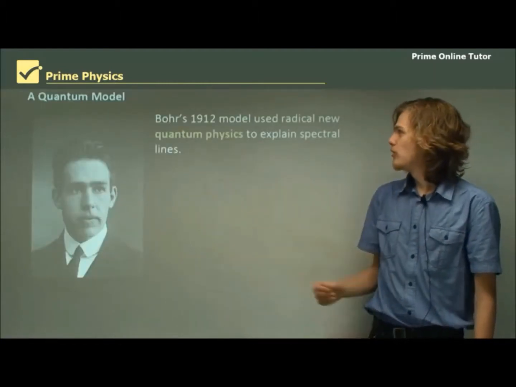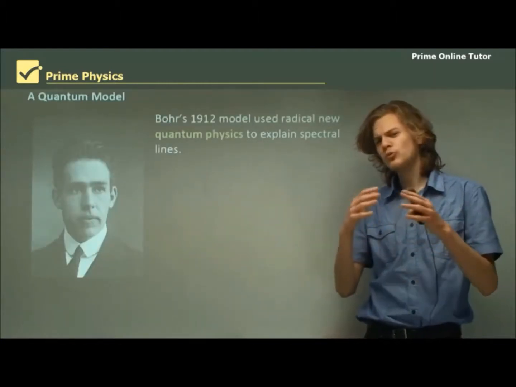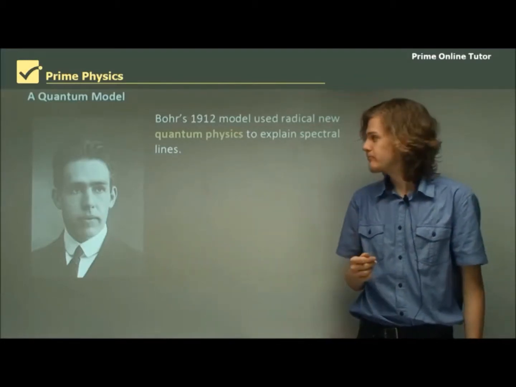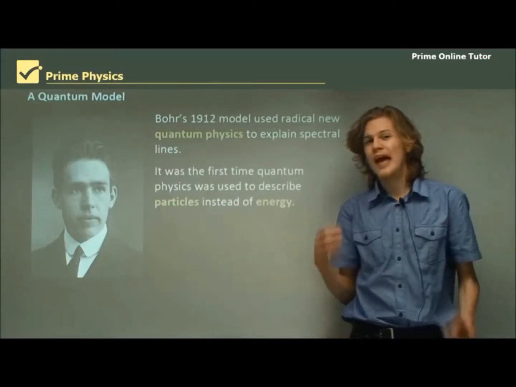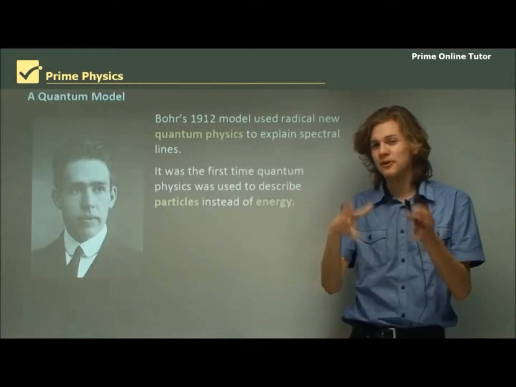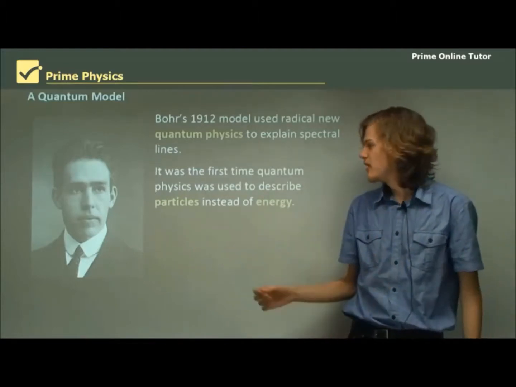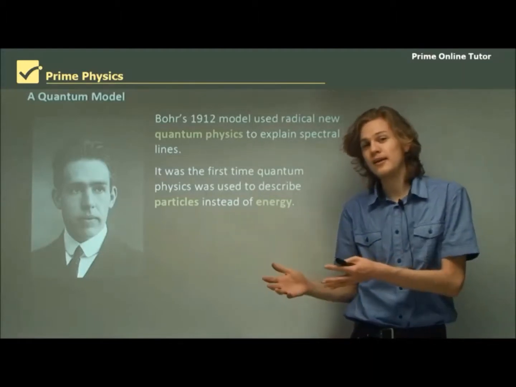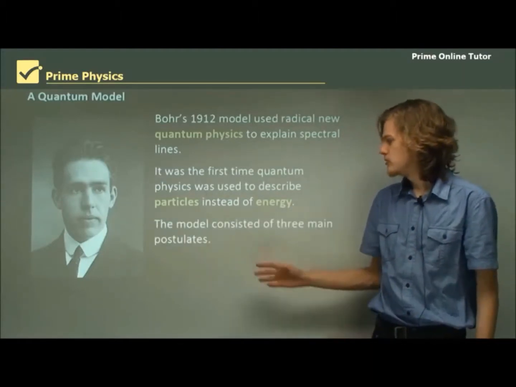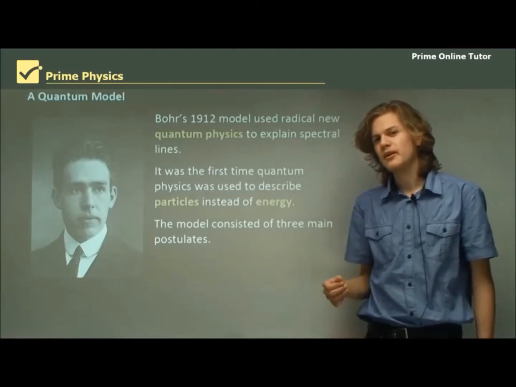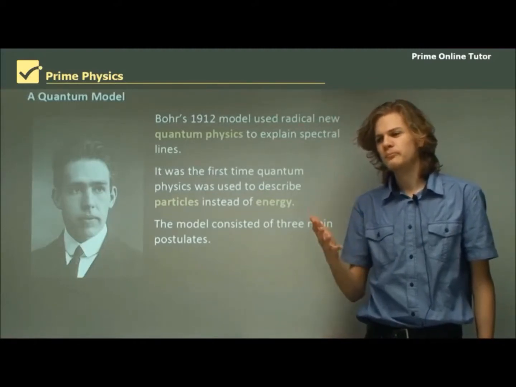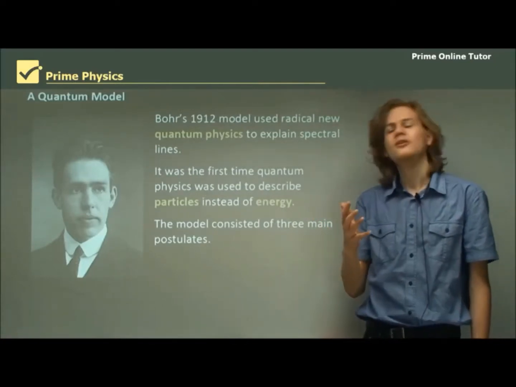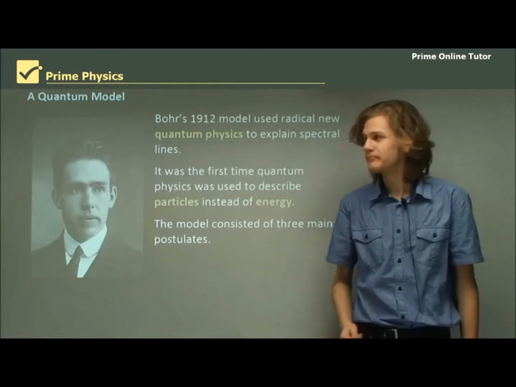So Bohr's 1912 model used a radical new quantum physics, which was still pretty controversial at the time, to explain spectral lines. It was the first time quantum physics was used with an actual real application other than explaining blackbody radiation. And in fact, the first time it was used to describe particles like electrons instead of just packets of energy. The model consisted of three main postulates, all of which were pretty crazy at the time, but all worked really well together to explain the spectrum of hydrogen.